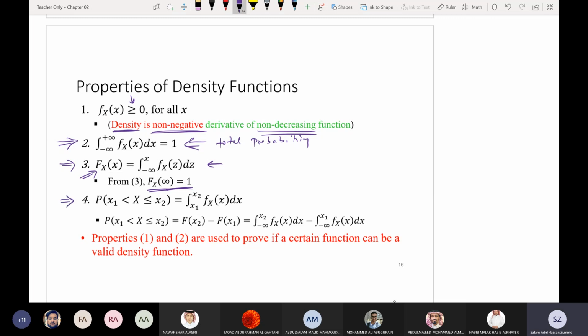Now, if I would like to find the probability that x lies between x1 and x2, again, watch the equality and no equality. We have established already that this is equal to Fx of x2 minus Fx of x1, which is equal to the integral from -infinity to x2 minus the integral from -infinity to x1, using property number 3. And because of that, you can simplify this as the integral of fx of x from x1 to x2.